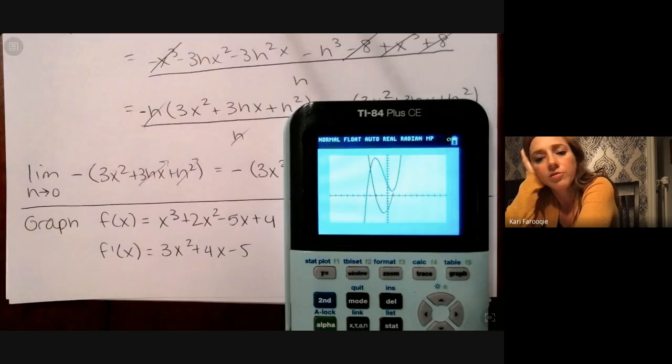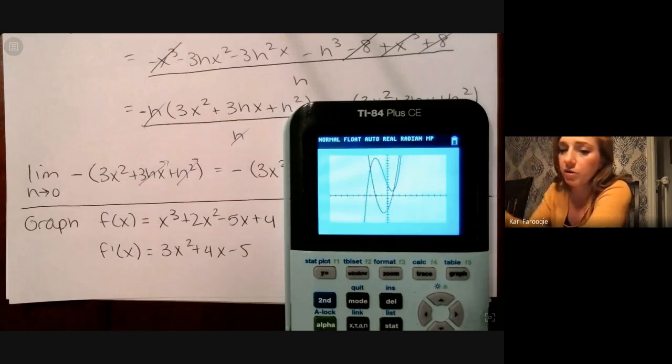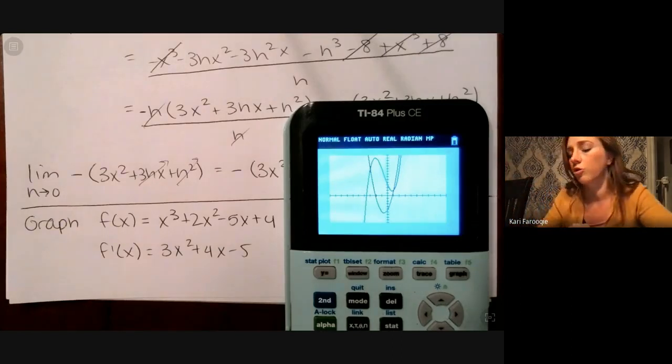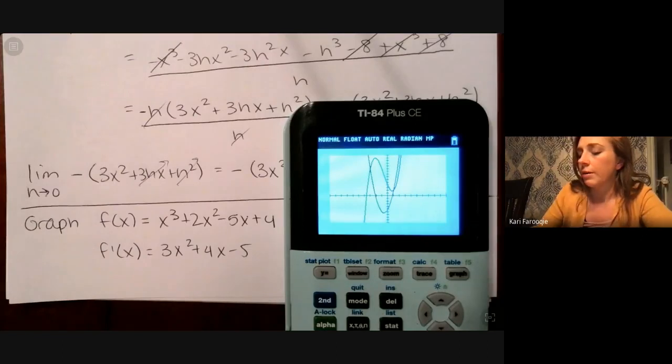And here comes our derivative, which is quadratic. Now, we haven't done a ton of these, but you'll notice that anytime you take the derivative of a polynomial function, the derivative is one degree less than the original. So you're kind of seeing that illustrated here with the cubic and the quadratic function. All right.